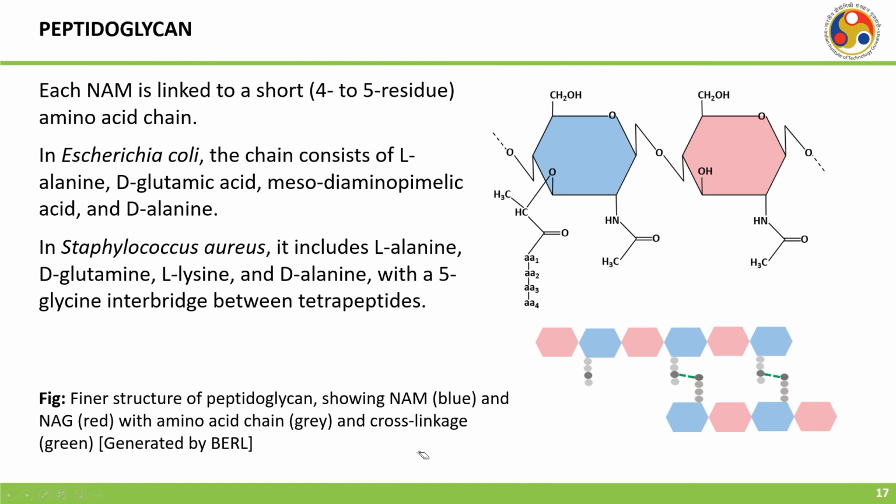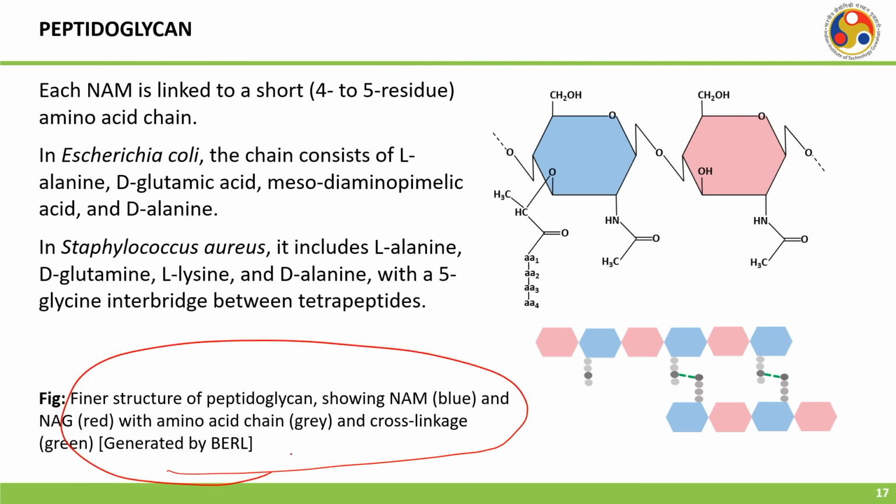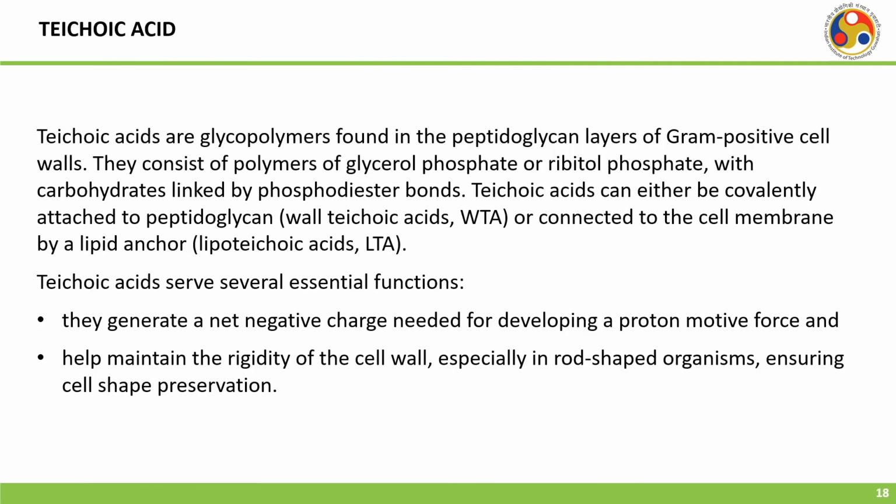In E. coli, the chain consists of L-alanine, D-glutamic acid, meso-diaminopimelic acid, and D-alanine. In Staphylococcus aureus, it includes L-alanine, D-glutamine, L-lysine, and D-alanine with a 5-glycine interbridge between tetrapeptides. So, these are some of the finer structures of peptidoglycan which we have already discussed in the earlier slide.